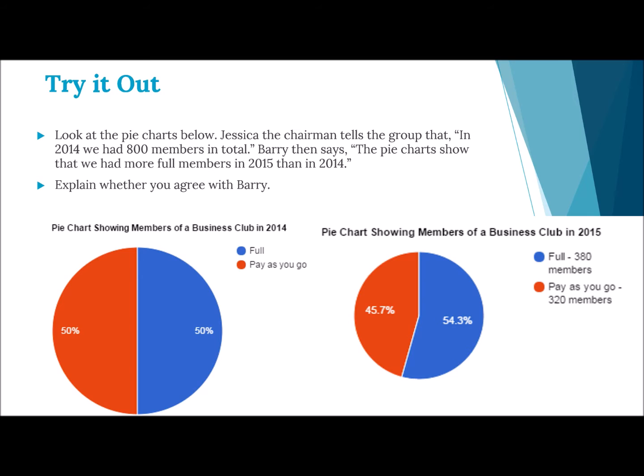So you can have a go at this question and pause it after I've read it. So looking at the pie charts below, Jessica, the chairman of this business club, says that in 2014 they had 800 members in total. Barry says the pie charts show that we had more full members in 2015 than 2014. Explain whether you agree with Barry. So I'll let you have a think and have a go, and in a second we'll have a look at the answer.